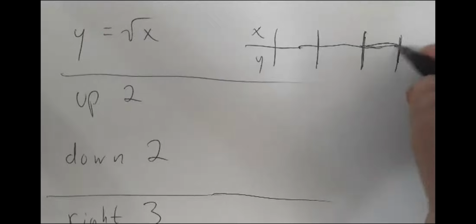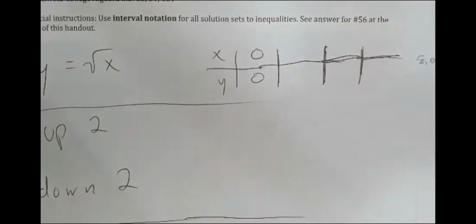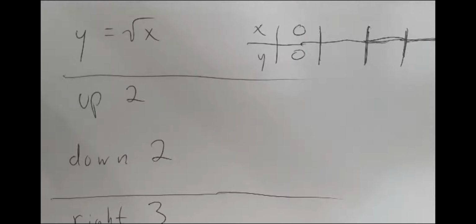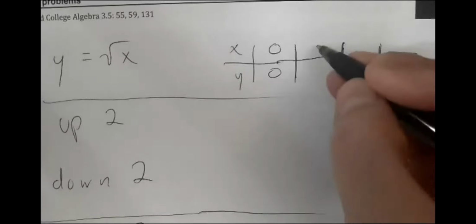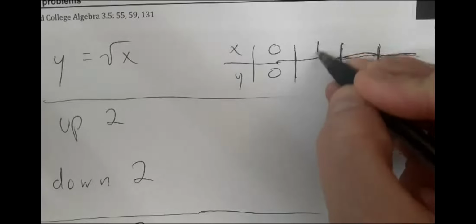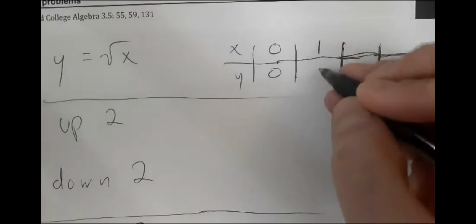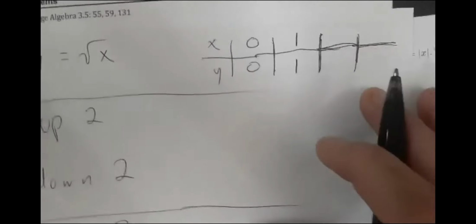But I guess like 0, 0 or 1, 1. 0, 0 is absolutely the first thing I would have in my table. Exactly. The one thing they all have in common. 0, 0, and then what would be the next thing? I'd plug in 1 probably. 1, 1. Make sure I get that 1, 1.